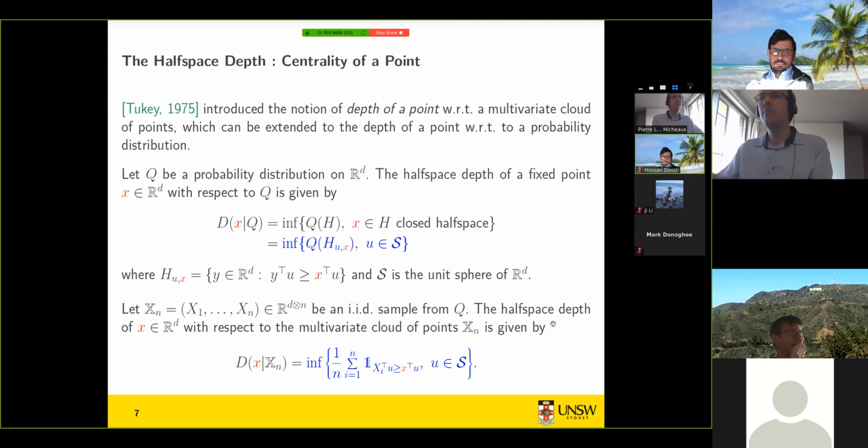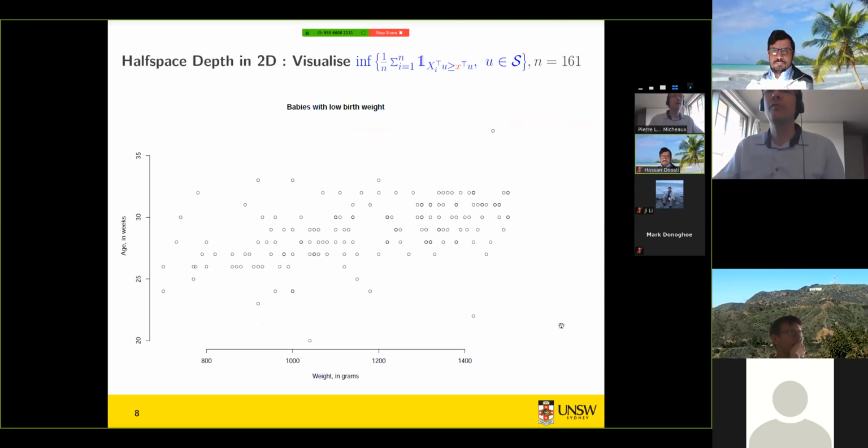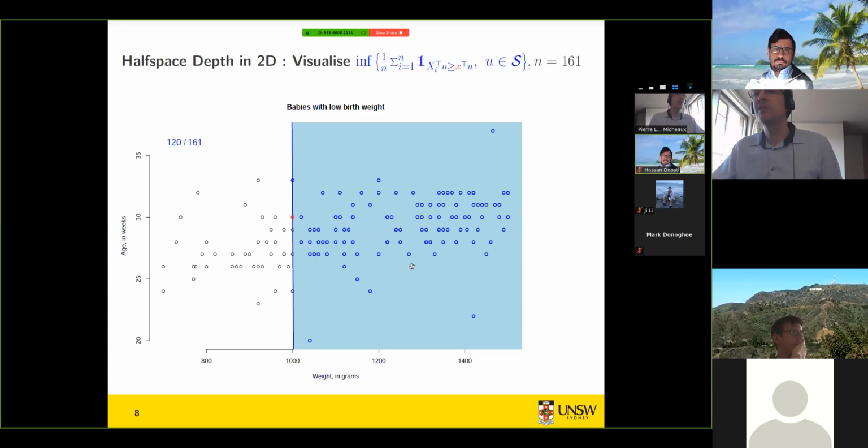All right. So let me maybe introduce a simple example where we try to understand a bit better this formula. So here we have two variables, age versus weight, right? And I put back this formula at the top of the slide. So we have 161 points, and we want to compute the depth of this point here in red. So what is the depth of this point with respect to all the points here in this two-dimensional plot, right? So what we do, we consider this half space here, and we consider the proportion of points that are contained in this half space. So it's 120 divided by 161.